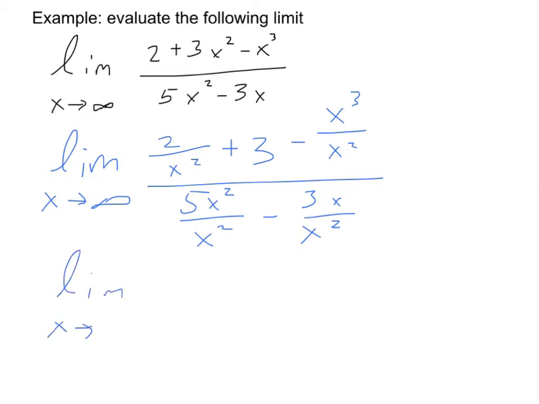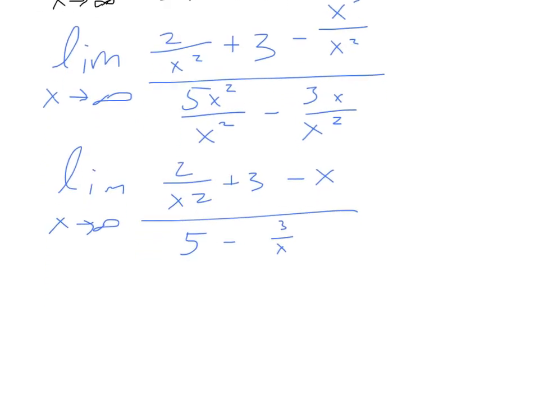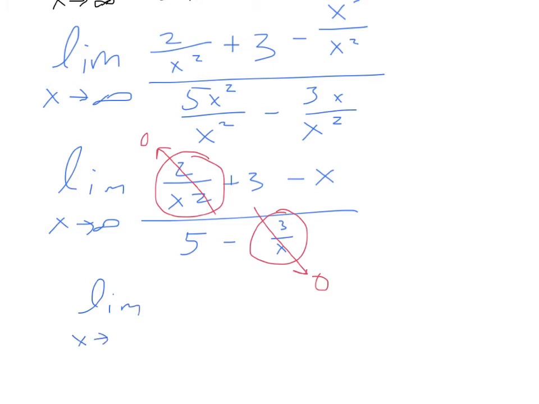The limit as x approaches infinity. So this is still 2 over x squared. This is still 3. This is minus x. On the bottom, I'll have 5 minus 3 over x. And this is where we start selectively evaluating as x approaches infinity. So as x approaches infinity, this term here is going to turn into 0, and this term here is going to turn into 0. And so when I turn those both into 0, what I have left is 3 minus x in the numerator and 5 in the denominator.